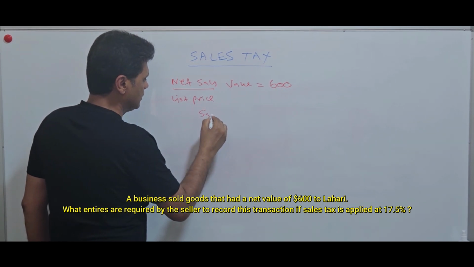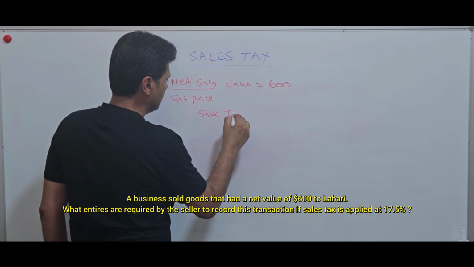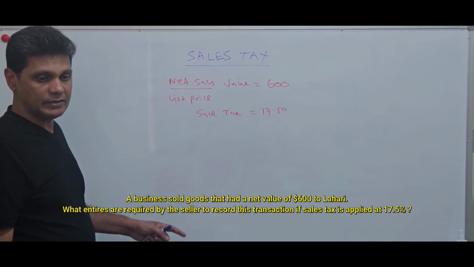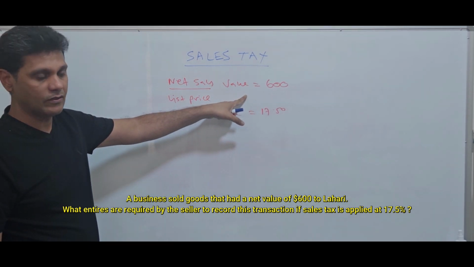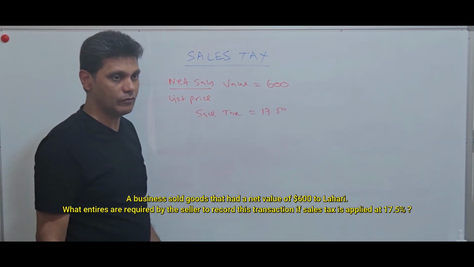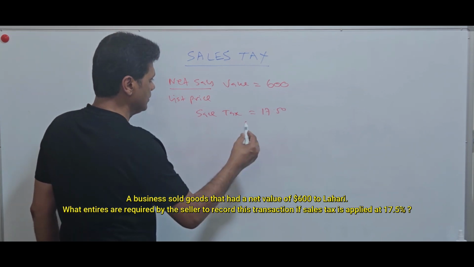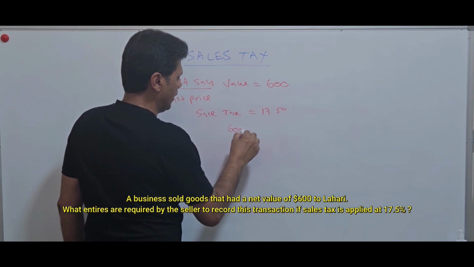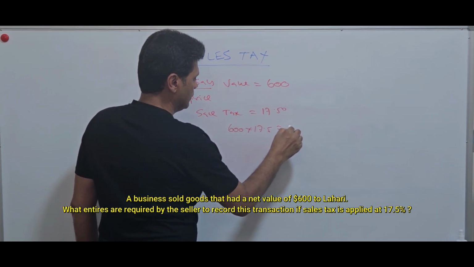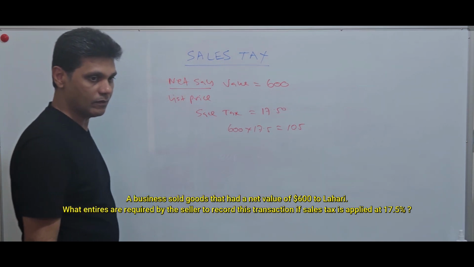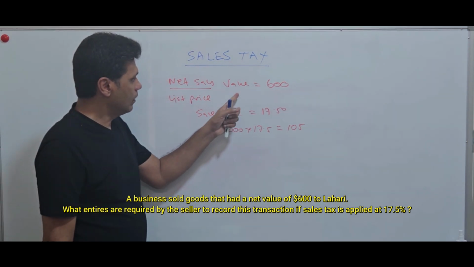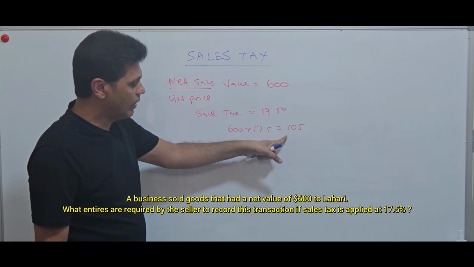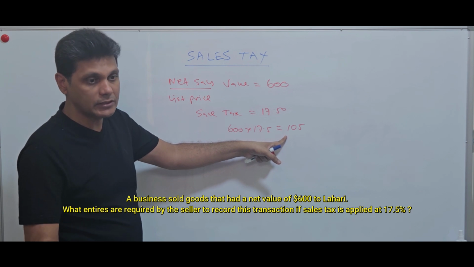What is the sales tax rate? 17.5. So if this is a list price 600, and the sales tax is 17.5, how much is the tax? 105. It is 105, right? Yeah. 600 times 17.5, which is 105. So if this is the sales value 600 and tax value is 105, how much is receivable from the customer?